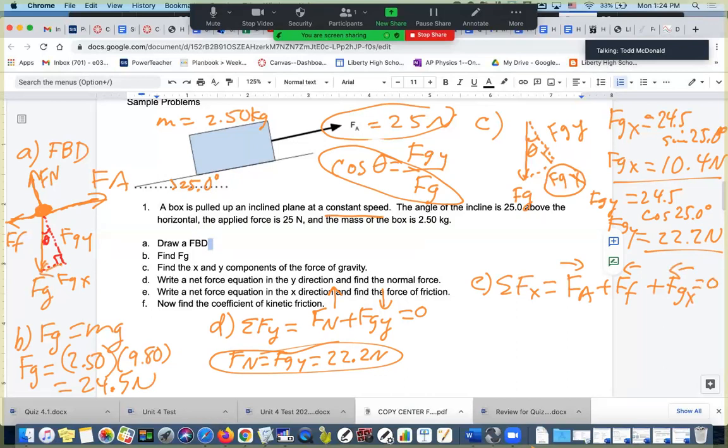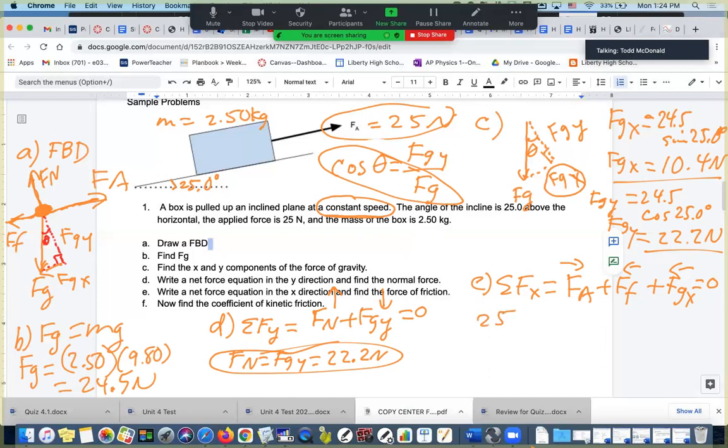But when I sum them all together, I should get 0 because it says it's moving at a constant speed, right? Well, I know the applied force and I know FGX, so I'm just going to solve for the force of friction. So I'm going to plug in my numbers and I want to get friction by itself. Here's what I'll do. I'll go ahead and plug in my numbers.